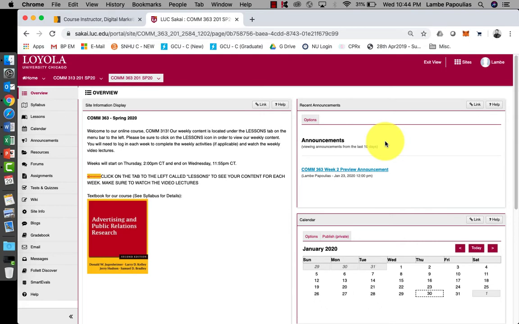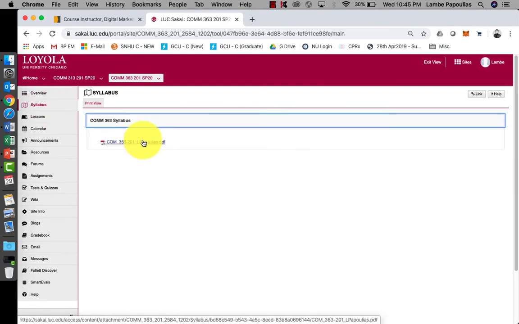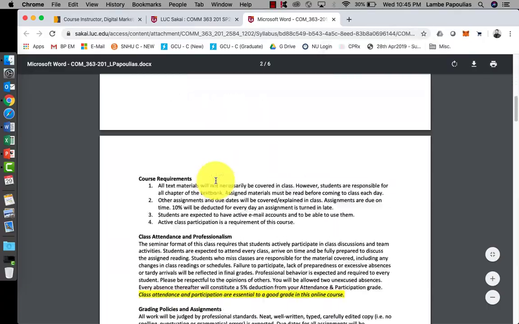Hopefully you have all received your textbook, which is shown right here as a photo, Advertising and Public Relations Research. If not, you don't have to worry too much just yet, but please keep in mind that in the upcoming weeks, it is definitely something you're going to need.